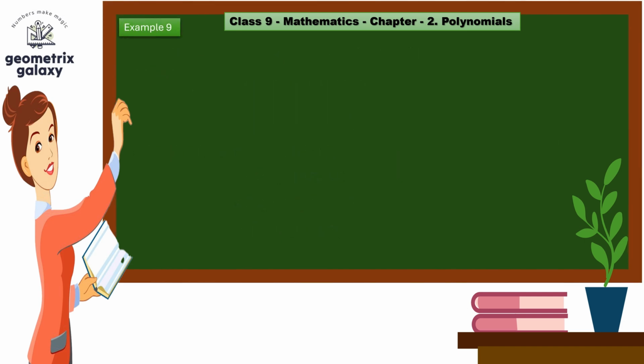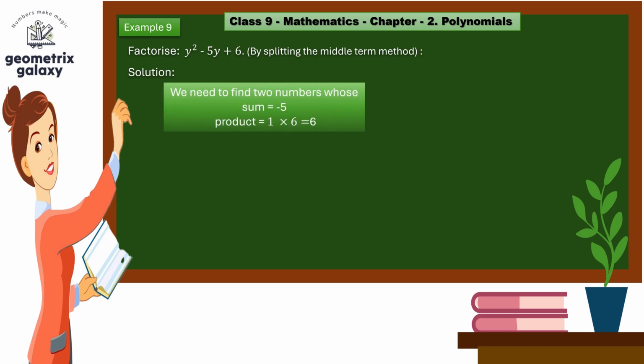Now let us see example 9. Factorize y square minus 5y plus 6. This is also by the splitting the middle term method. Here we need to find two factors in such a way that if we add, we should get the coefficient of the middle term, so that is minus 5, and the product should be the product of the coefficient of y square and the constant term 6. 1 into 6 is 6. So the product should be 6 and the sum should be minus 5.